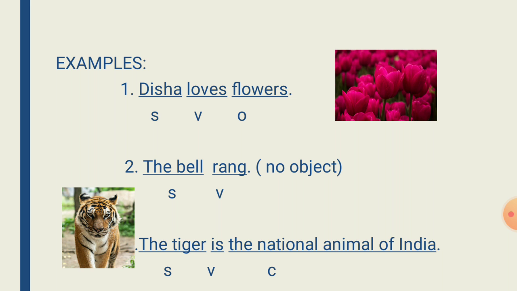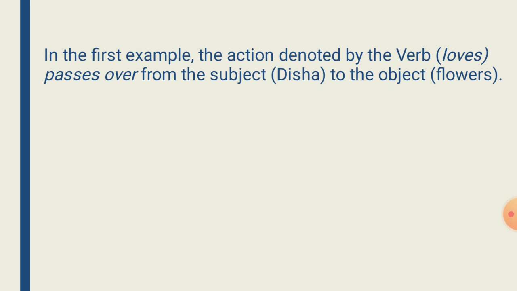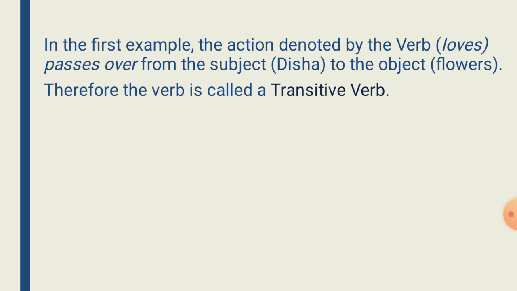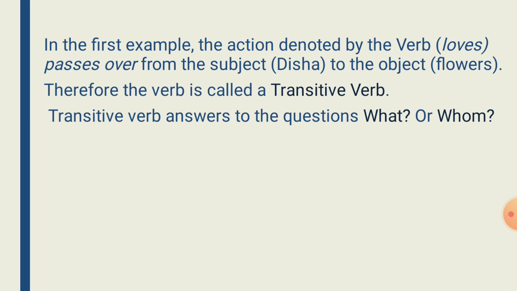In the first sentence, the action is passing over from the subject Disha to the object flowers. That means it takes an object. In a sentence, if a verb takes an object, then that verb is known as a transitive verb. I repeat, in a sentence, if a verb takes an object, then that verb is known as a transitive verb. A transitive verb always answers the questions what or whom.